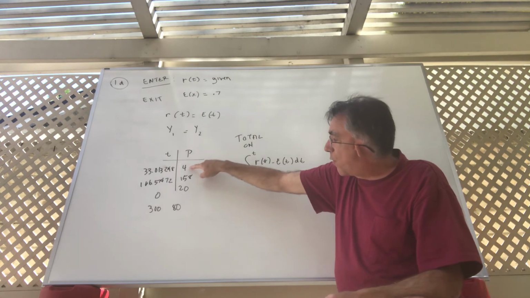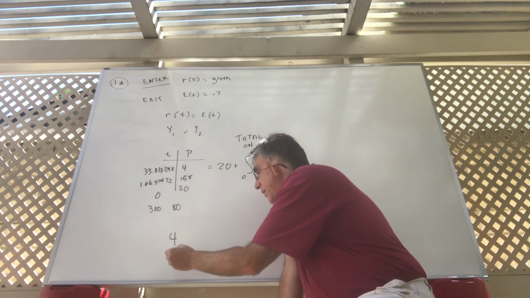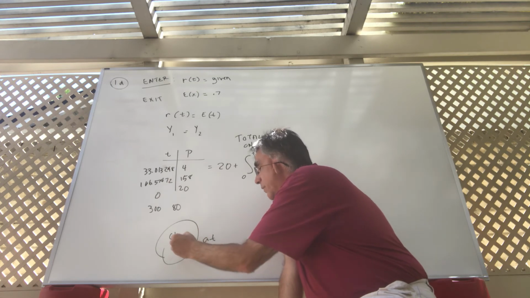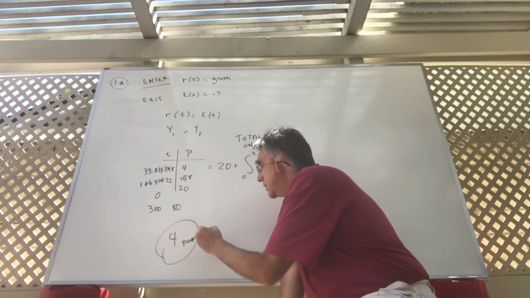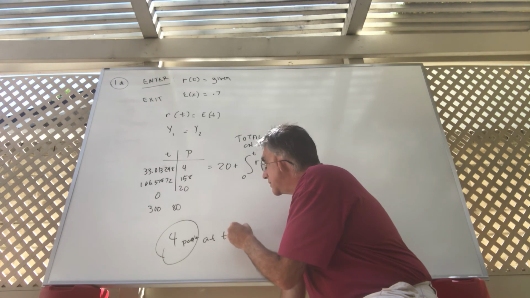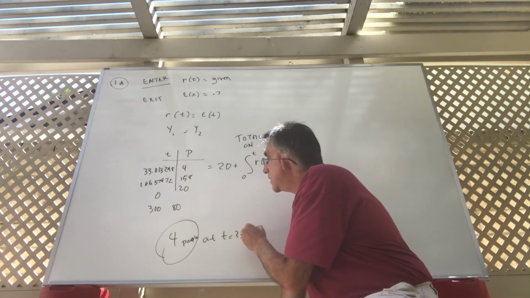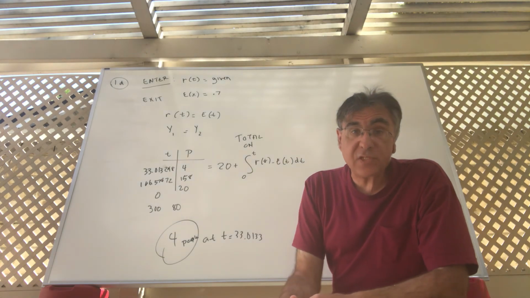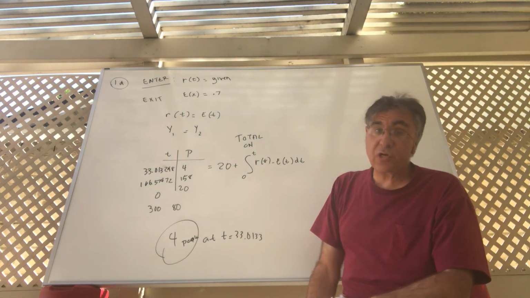And so you can see 4 people. They probably want the units at t equals 33.0133. Hopefully that answers your question for 1B.